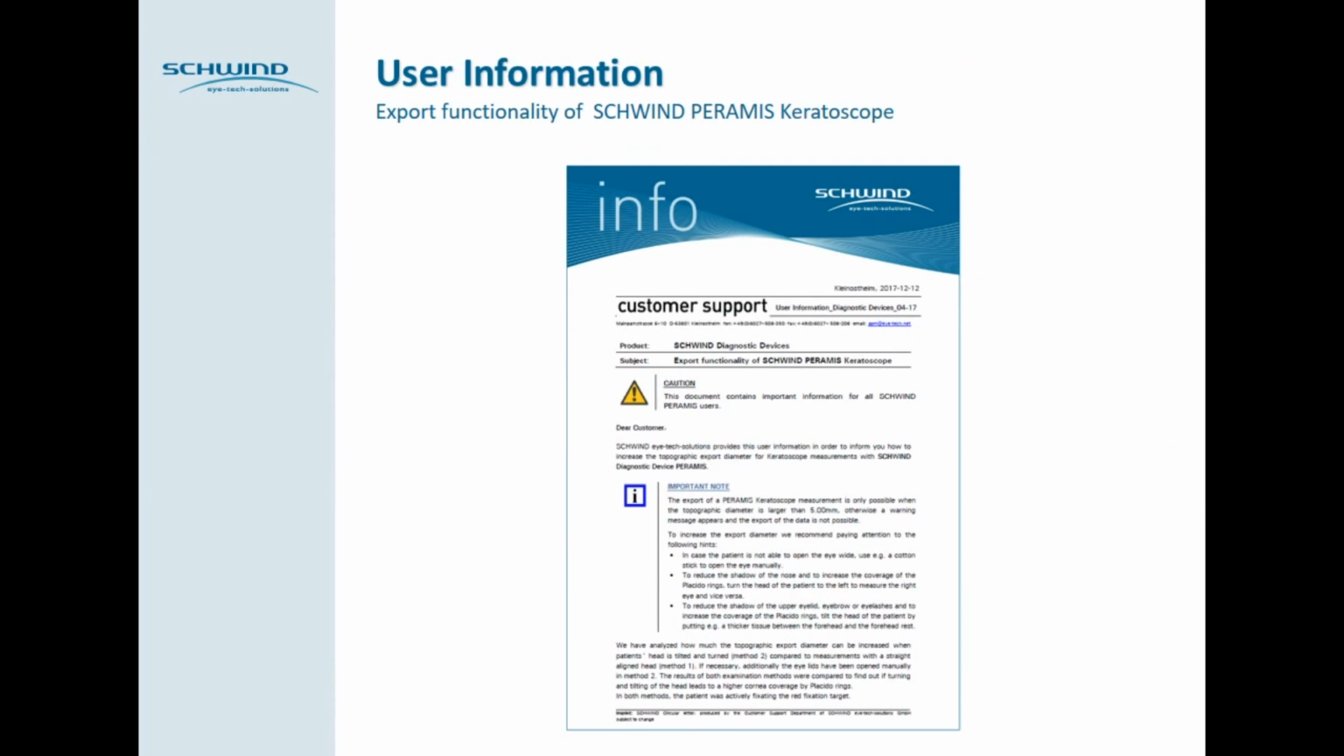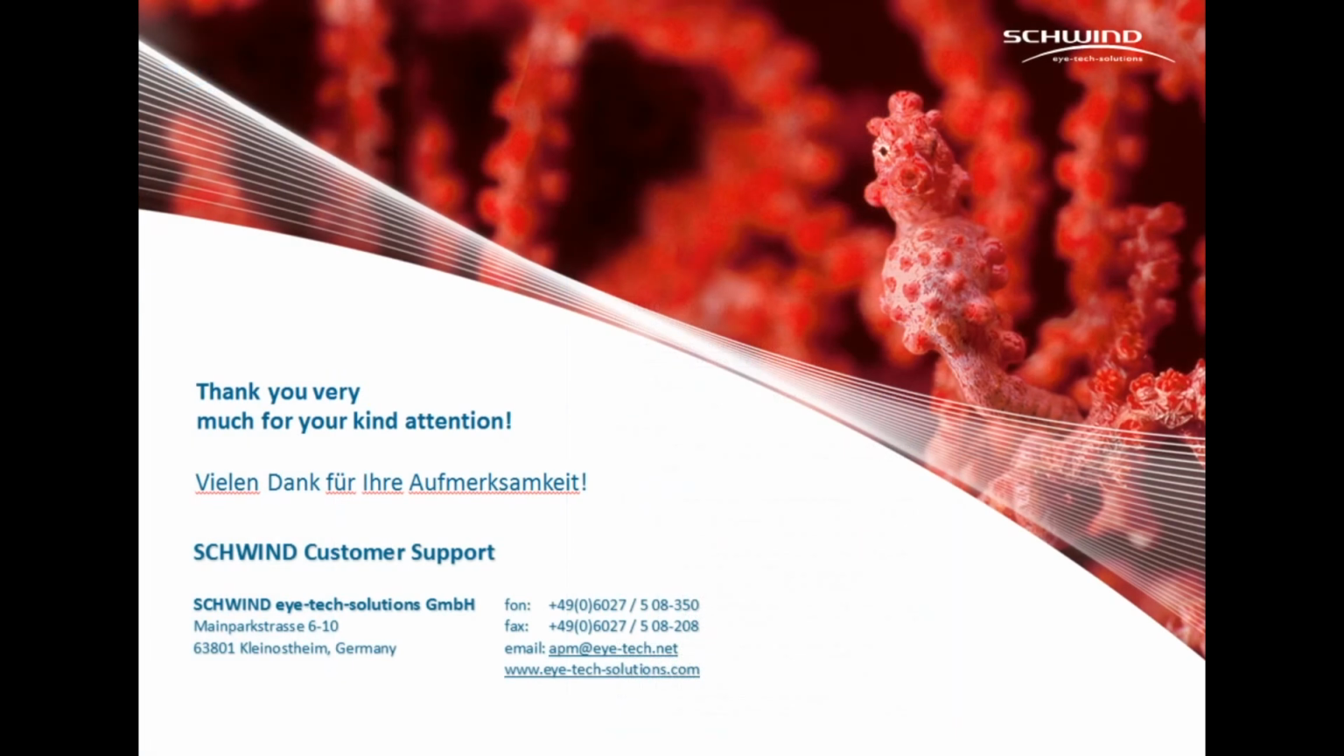Furthermore, it was analyzed in an internal study if the turning and tilting of the head influences the high-order RMS, the spherical aberration, coma, and the pupil offset. The results show that there is no clinically relevant change. For further information regarding the analysis of the mentioned data, please refer to this user information. In case of open questions, do not hesitate to contact the Schwind Application Department.